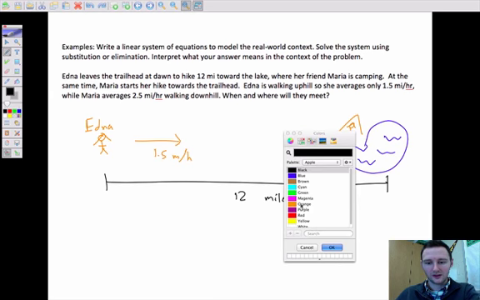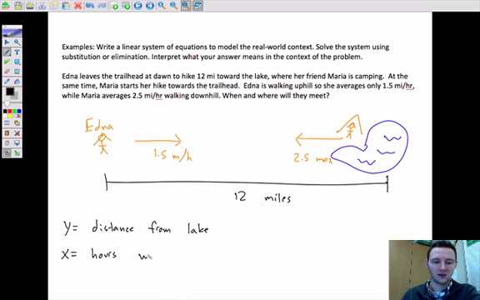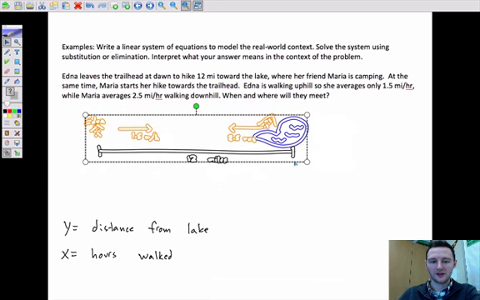So now that we've got a little bit of a visual, we can actually write a couple equations and solve this problem. Edna is going to start here. If we make y our distance from the lake, the from the lake is important because we need a reference point. We can't just say distance walked. X is the number of hours walked, since our speed is miles per hour. So we'll take our two variables and start to think about a couple equations for that.